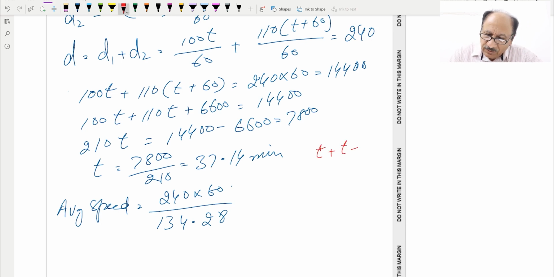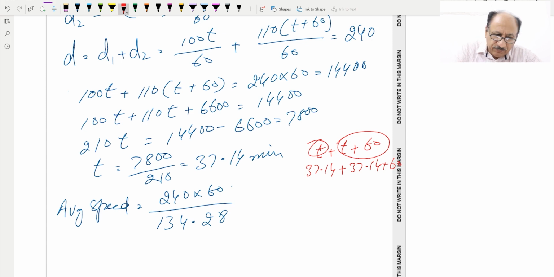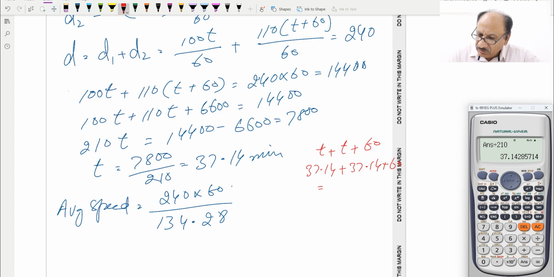t plus 60 we are having, right? 37.14 is the value of t, and then 37.14 plus 60. This is the time for one distance, and this is the time for the second distance. To calculate the average speed, we are taking both the times, and if we add this, it will be 37.14 plus 37.14 plus 60, which will be equal to 134.28. The same number I have taken over here.